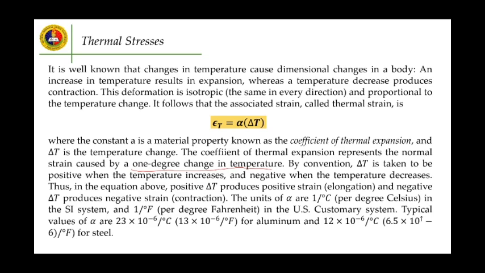Now, the units for our alpha or our coefficient of thermal expansion, it can either be in terms of per degree Celsius for SI units and can also be in per degree Fahrenheit for US customary system. Now, usually the typical values of alpha are in the range, let's say 23 times 10 to the negative 6 per degrees Celsius for aluminum and 12 times 10 to the negative 6 per degrees Celsius for steel.